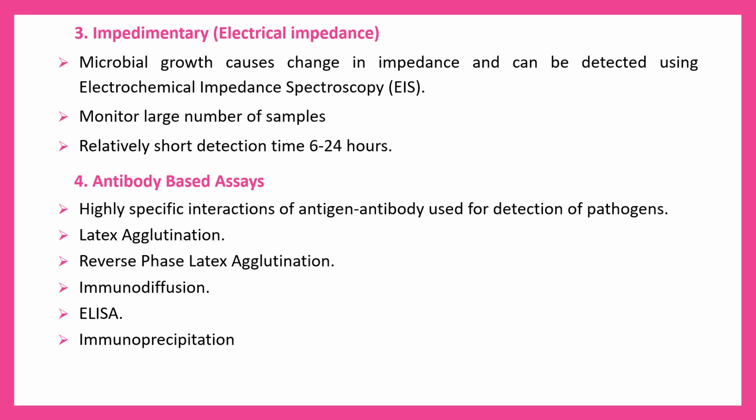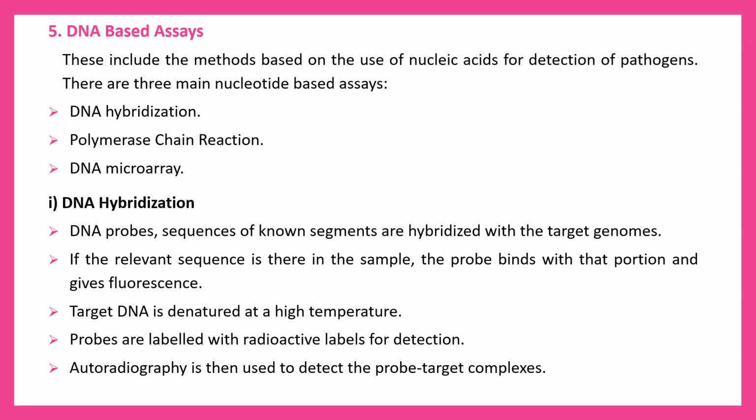And another method is antibody-based assays. Here the highly specific interaction of antigen and antibody is used for detection of pathogens. Latex agglutination test, reverse passive latex agglutination test, immunodiffusion, ELISA, immunoprecipitation. The last method is DNA-based assays. These include the methods based on the use of nucleic acids for detection of pathogens. There are three main nucleotide-based assays. One is DNA hybridization, polymerase chain reaction, DNA microarray.